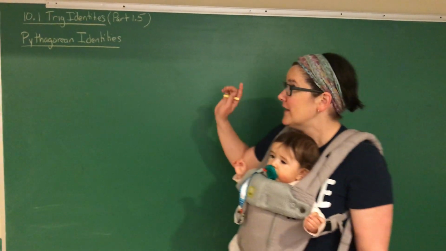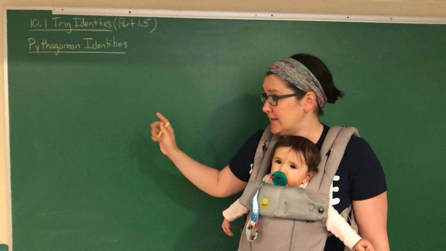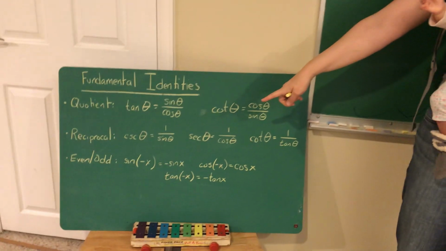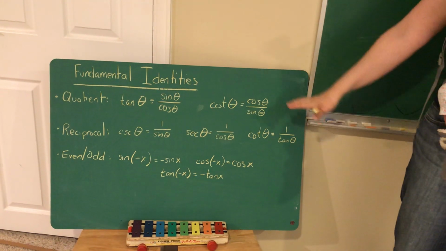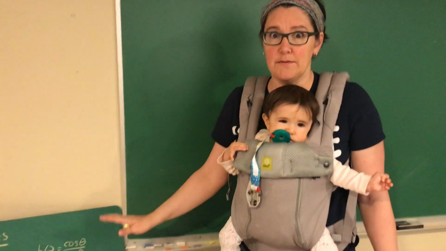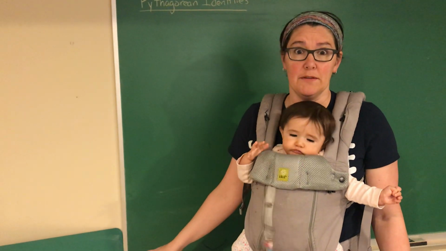All right, so we just talked about the even and odd identities, and I want to point out that over here on this sideboard, I've added the even and odd identities onto our list of fundamental identities. These identities you want to get to know like the back of your hand. You want to be really comfortable with all of these.